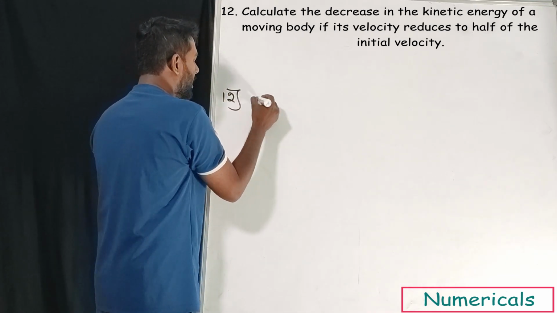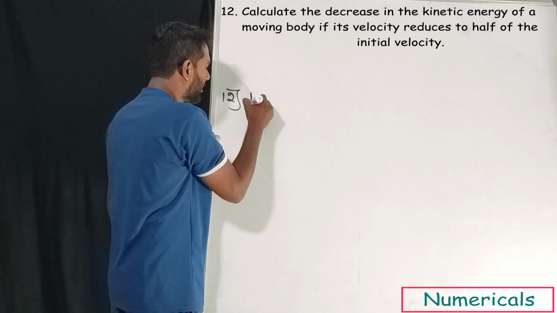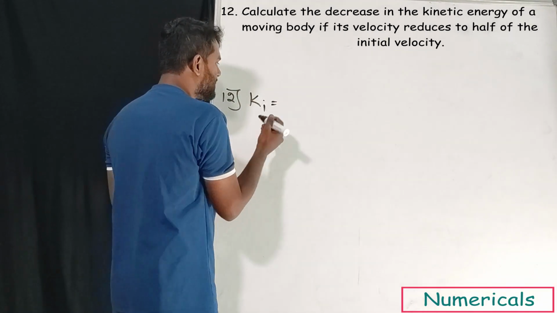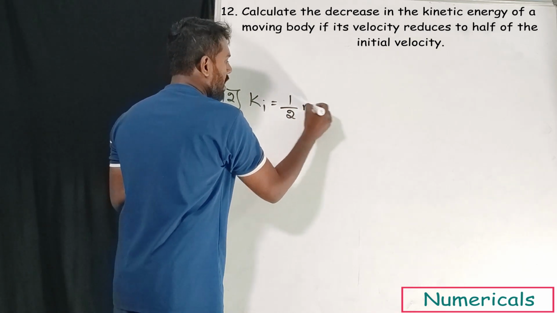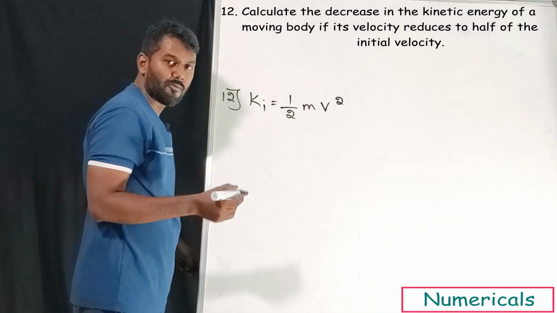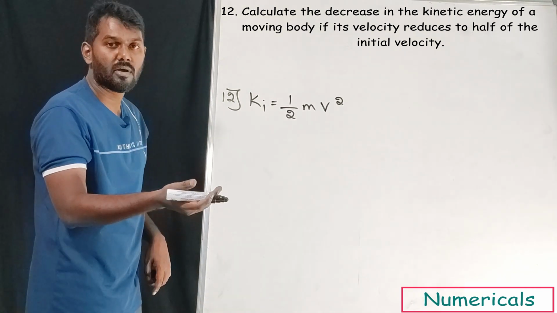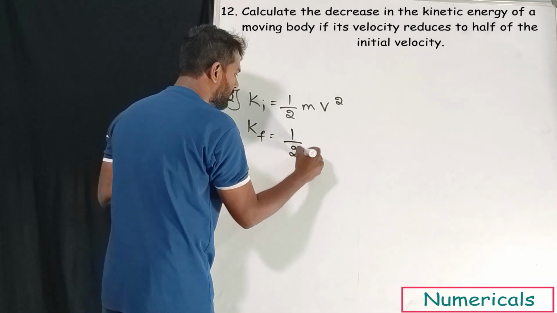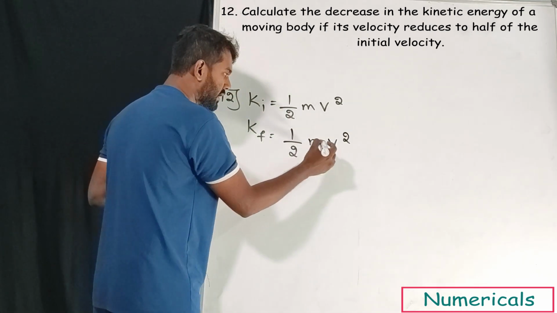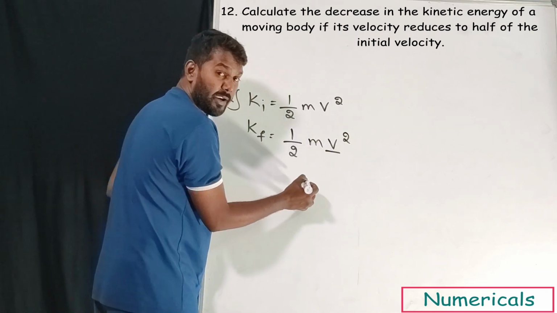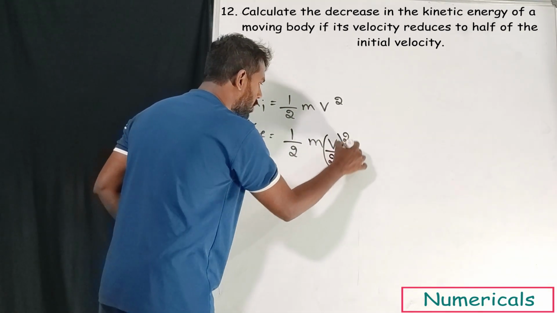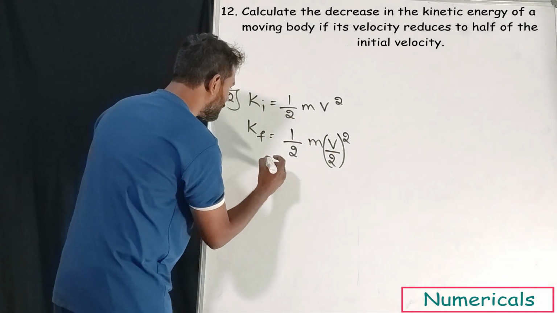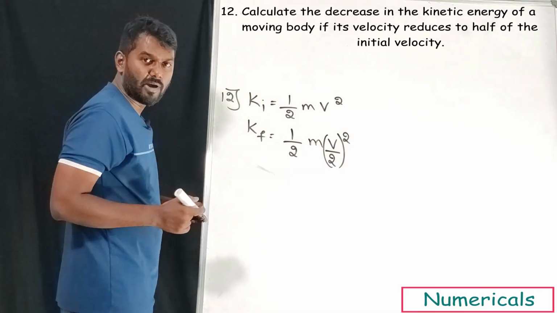Initially, we have K1, assume K1 is the initial kinetic energy. The formula is half m v square, correct? When the velocity reduces to its half, then we get the final kinetic energy, which is half m (v by 2) whole square. Here you should not use v square by 2, you should use v by 2 whole square. The velocity has been reduced to its half. Now we will find the answer.